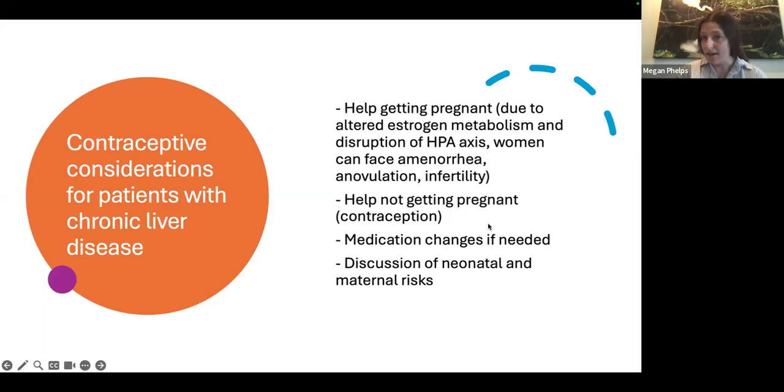The second would be help not getting pregnant. We'll talk a little bit about contraception and what's safe, etc. You'll want to keep in mind any medication changes that the patient will need to come off of or be changed because of possible teratogenic effects. And then I think, again, even if you're someone who doesn't do any obstetric care at all, knowing the risks to the baby and to the mom so that you can have a discussion with the patient about that.